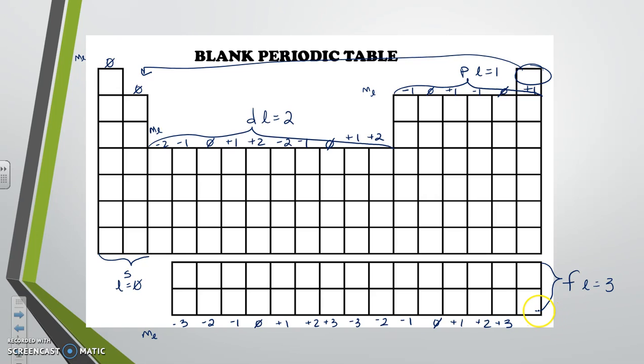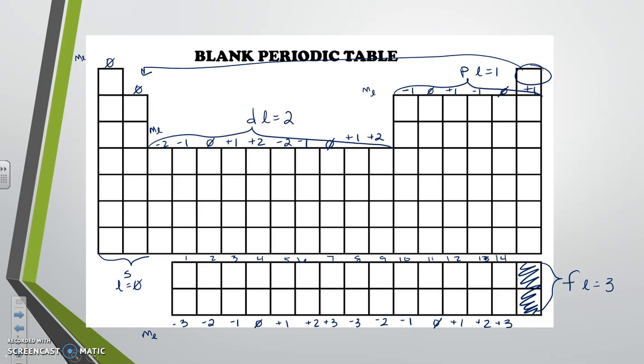Oh, this is one of those freaky ones. There should only be 1, 2, 3, 4, 6, 7, 8, 9, 10, 11, 12, 13, 14. There should only be 14 in this bottom row. That's okay. It happens. I didn't make the periodic table.